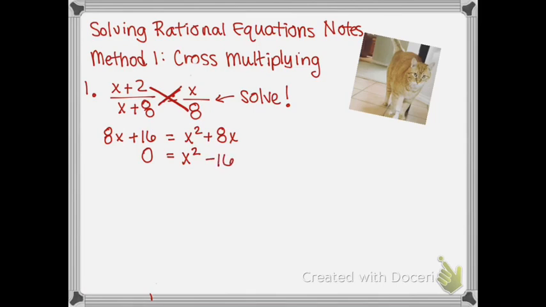So, we get a beautiful difference of 2 squares. All differences of 2 squares are beautiful in my opinion. I love them. Let's go ahead and factor. This is x minus 4, x plus 4. So we get 2 solutions. X is equal to 4, x is equal to negative 4.